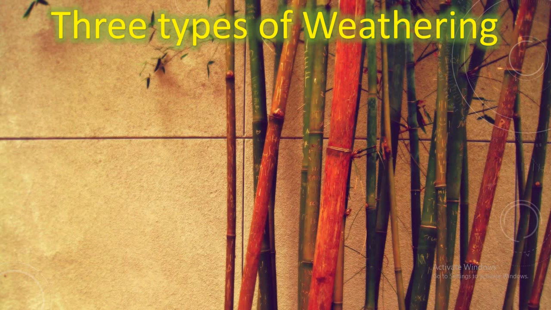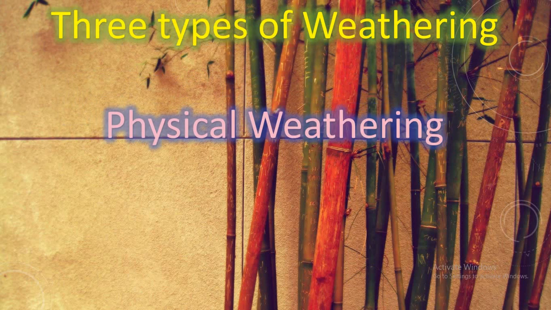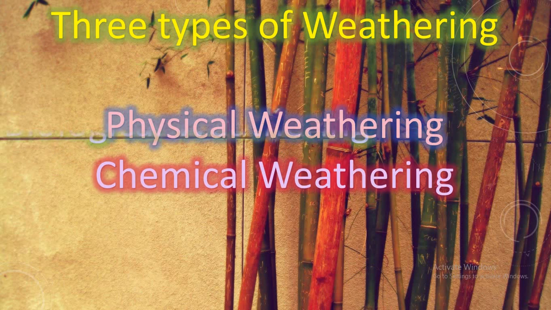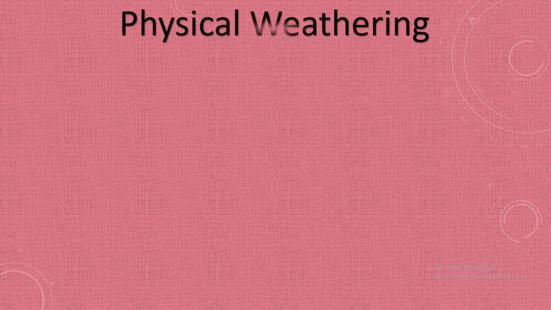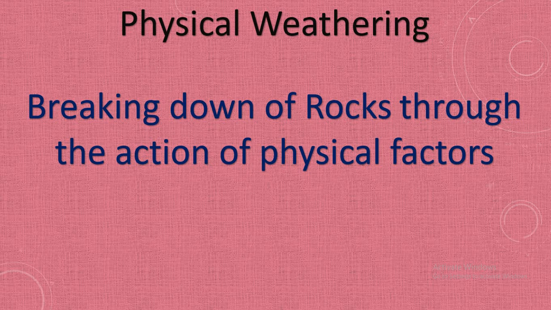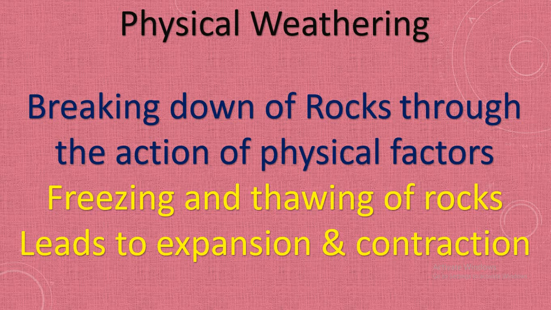We have three types of weathering over here. One is physical weathering, the next is chemical weathering, and the third one is biological weathering. Let's see in detail about these three types of weathering. The first one is physical weathering. It is a breakdown of rocks without changing their chemical composition through the action of physical factors. Due to constant freezing and thawing of rocks during the day and night, it is a continuous process which leads to expansion and contraction.